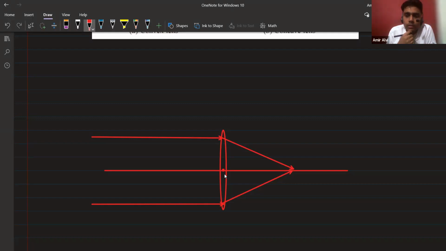In the mirror, what is the name of this point? Principal axis. Sir, optical center. Optical center is for the lens, but in the mirror it is the pole. Yes, sir, pole. Clear? That's why revision is necessary. So this is called the optical center.